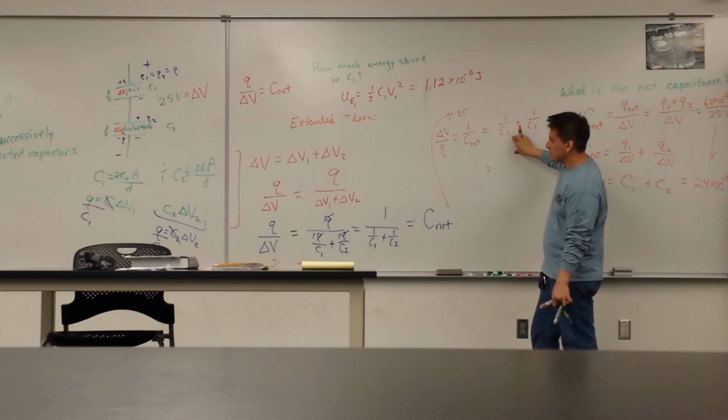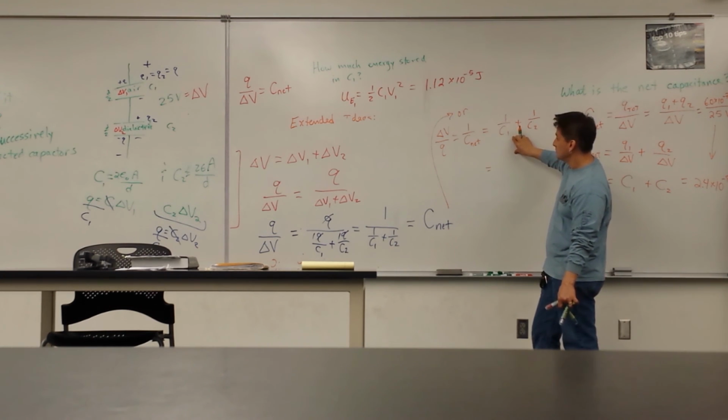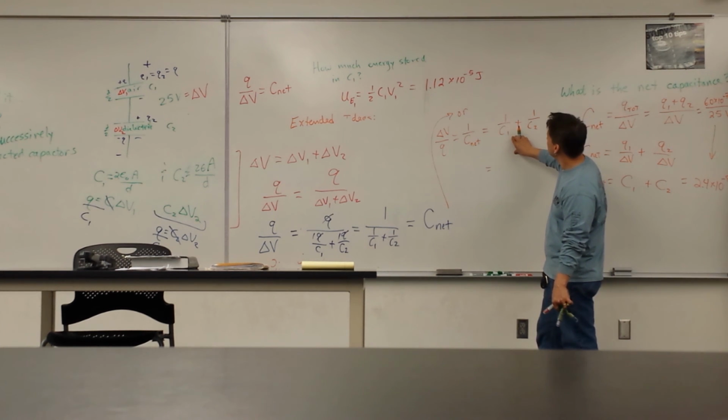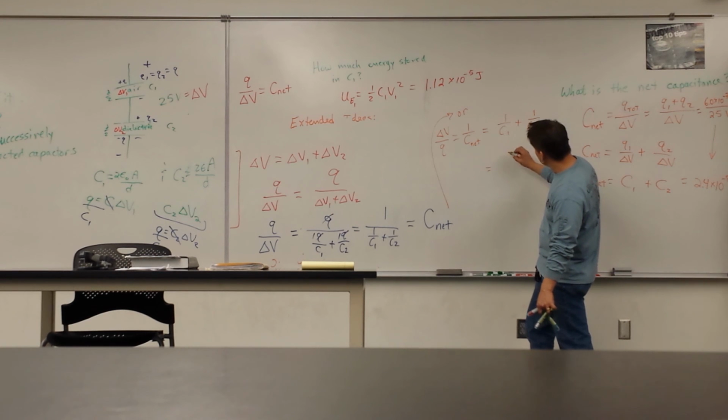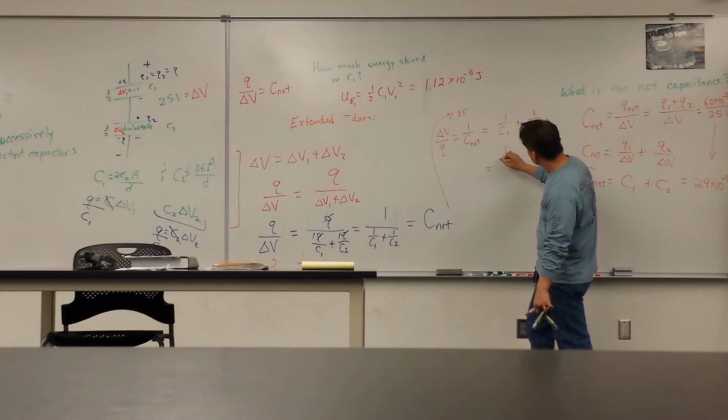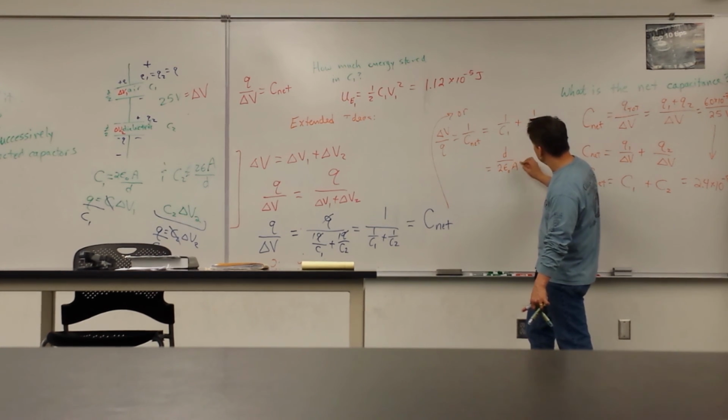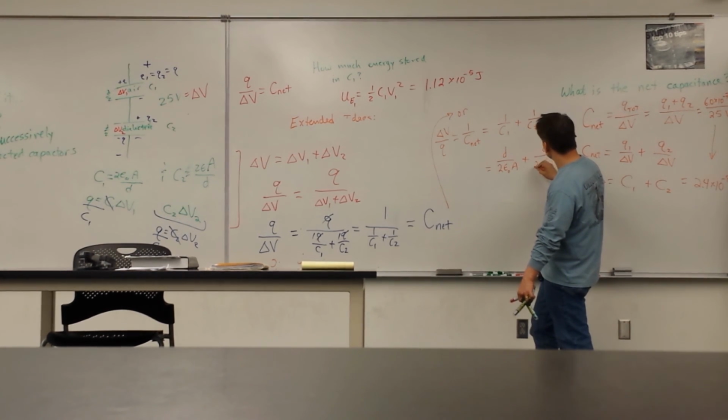And if we just want to put pieces of the puzzle in here, what would we have? So we would have d over 2 epsilon naught A plus d over 2 epsilon A.